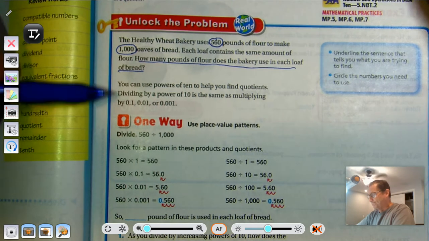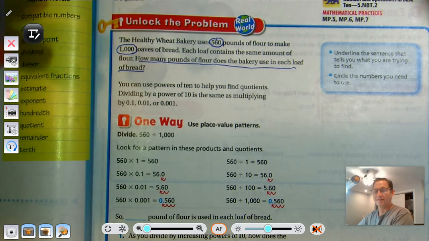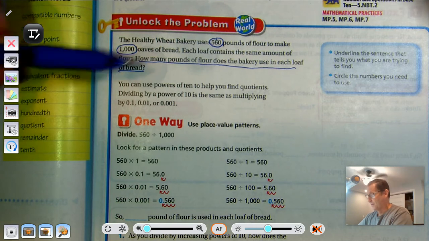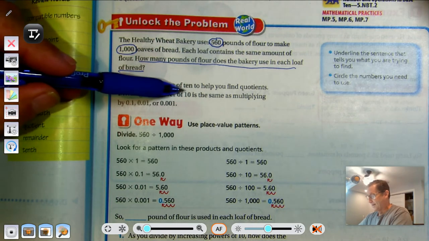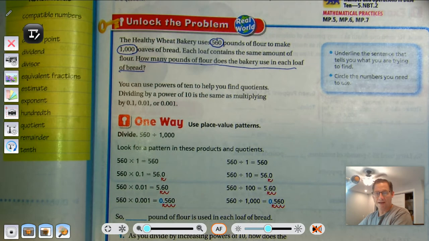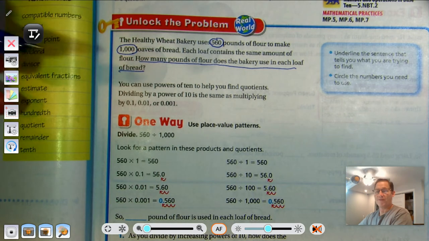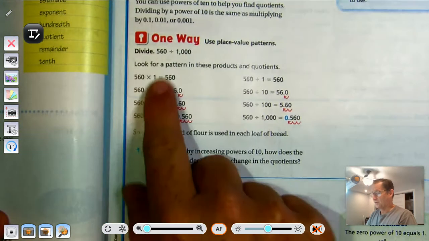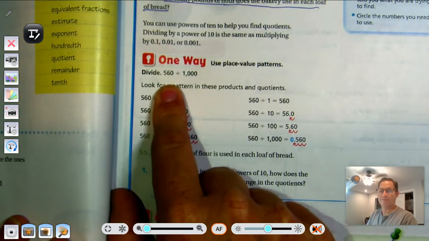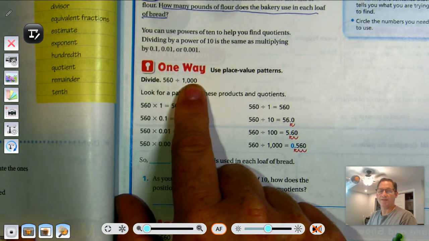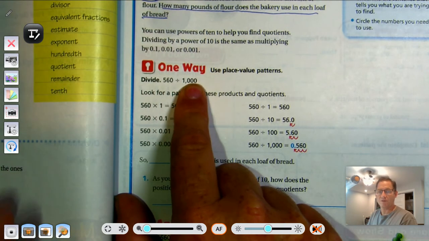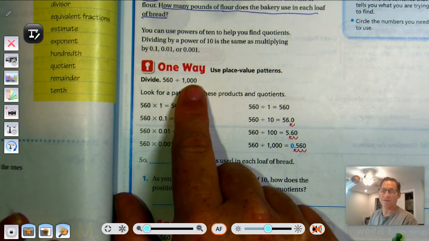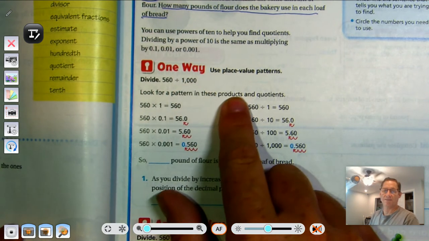All right, so we can use powers of 10 to help find quotients. Dividing by a power of 10 is the same as multiplying by 1/10, 1/100th, or 1/1,000th. So let's use place value patterns. So if we're going to divide 560, the total amount of flour, by the number of loaves, that'll tell us how much flour to put in each loaf. So let's look at these patterns.